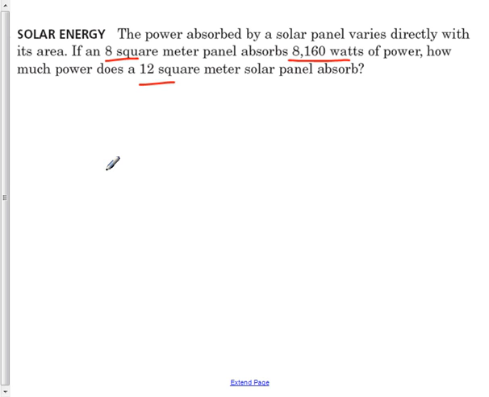So I'm just going to set this up as a proportion to solve. So 8160 over 8. And I'm going to put my 12 on the bottom because these are both my sizes of my panels. And I'm going to solve for this x. So whenever you can set up a proportion to solve, go ahead and do that because we get 8x.